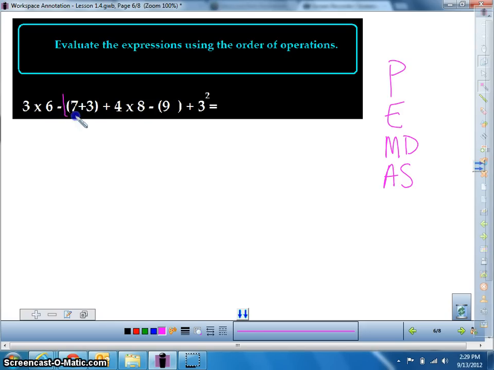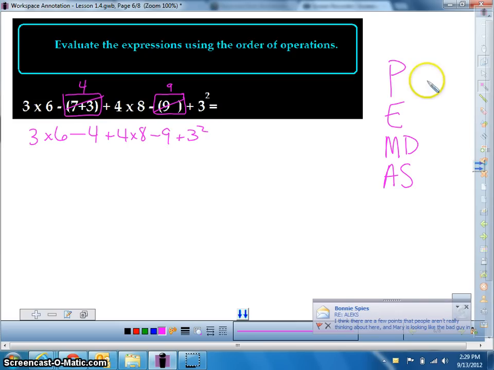I have 7 plus 3, and then I have this weird 9, just plain 9, negative 9 here, that I'm going to get rid of the parentheses of. So 7 plus 3, I'm going to replace that with a 4. This I'm going to replace with just a 9. So I rewrite it 3 times 6 minus 4 plus 4 times 8 minus 9 plus 3 squared. All right. Do I have any more parentheses? Nope. So I'm going to check it off.